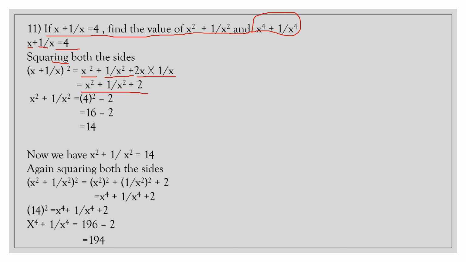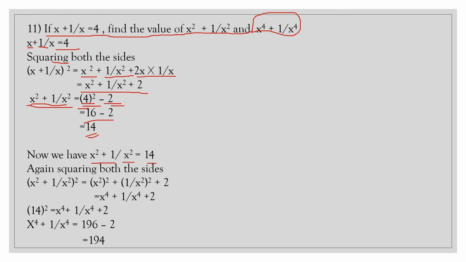Now, when you simplify this expansion, it will be x square plus 1 by x square plus 2. And the value of x plus 1 by x is given as 4. So we transpose this 2 to the other side. So you will get x square plus 1 by x square is equal to 4 square minus 2, that is 16 minus 2, which is equal to 14. Children, now you have obtained x square plus 1 by x square as 14.